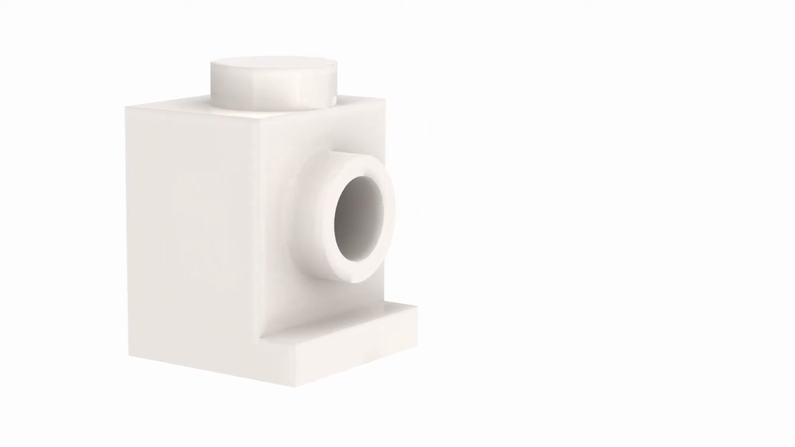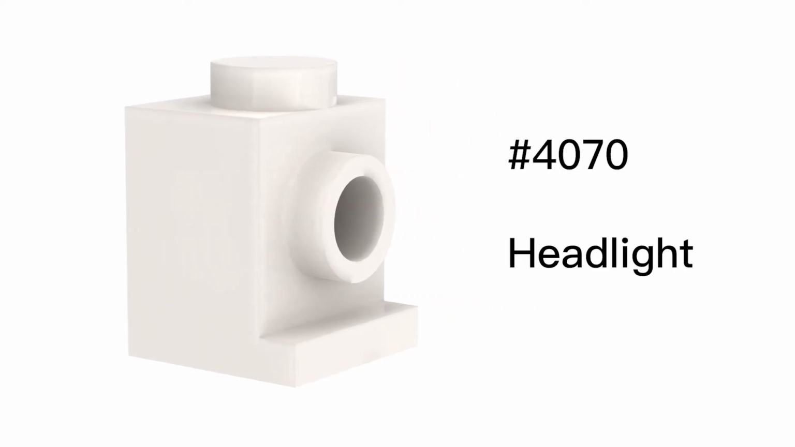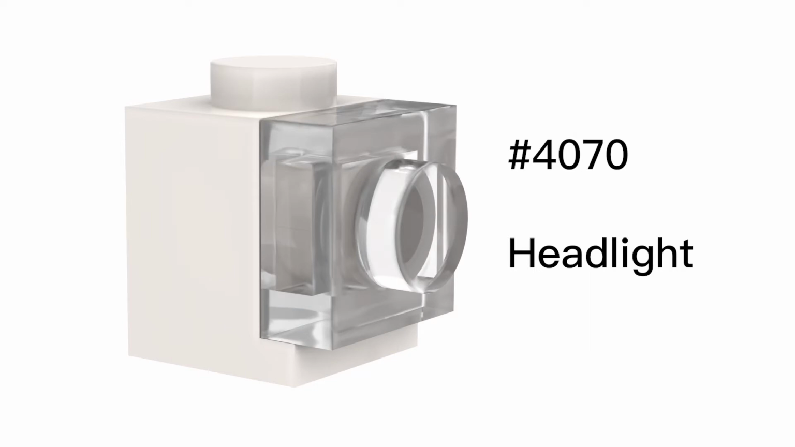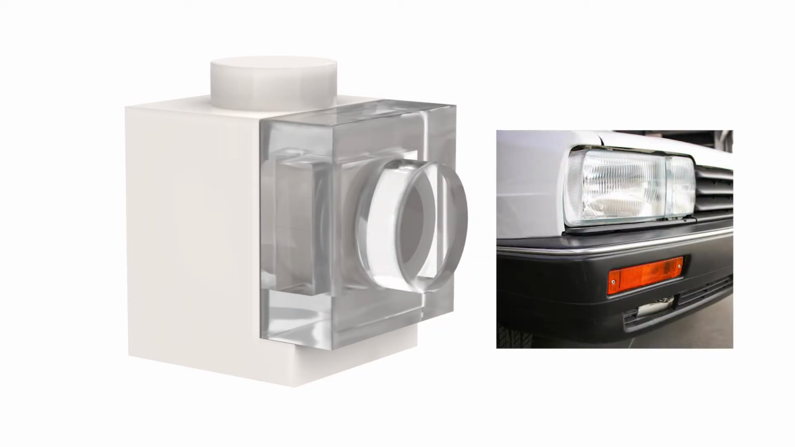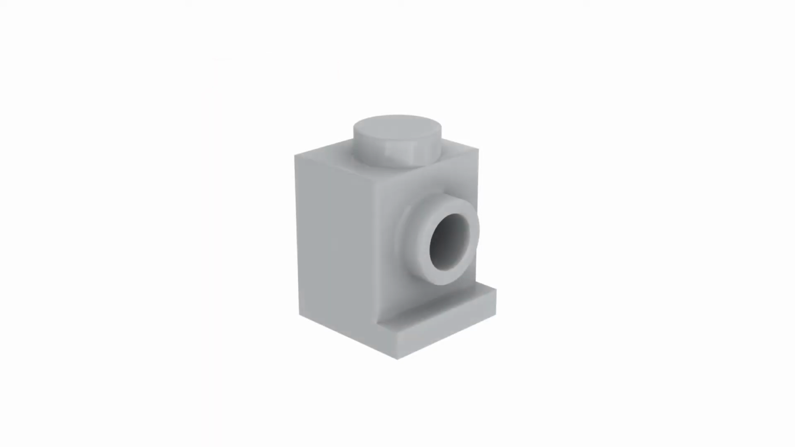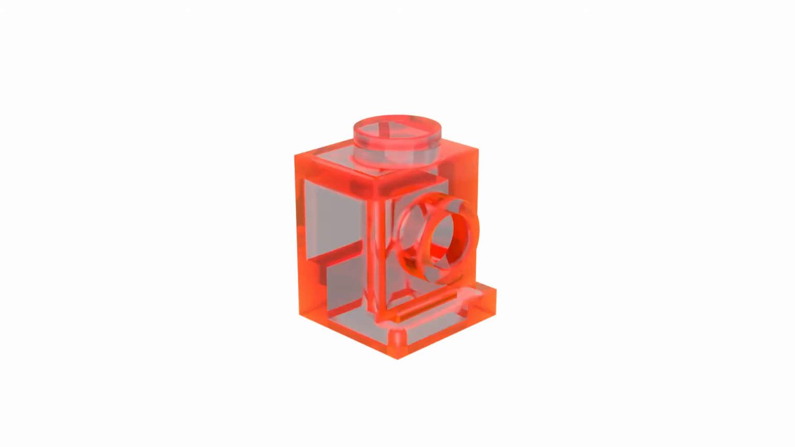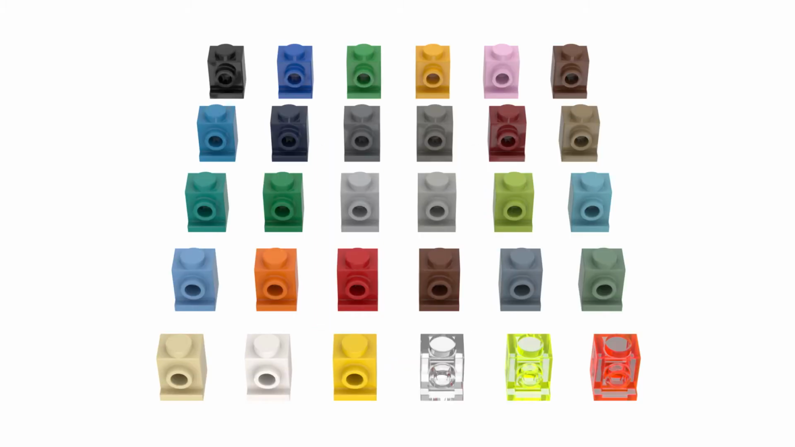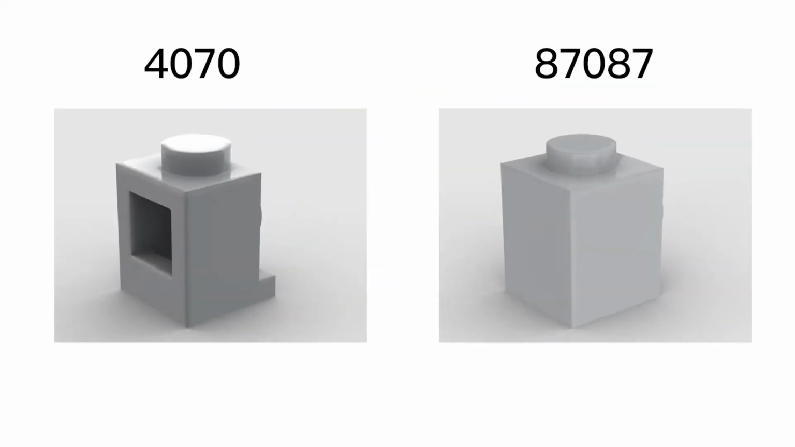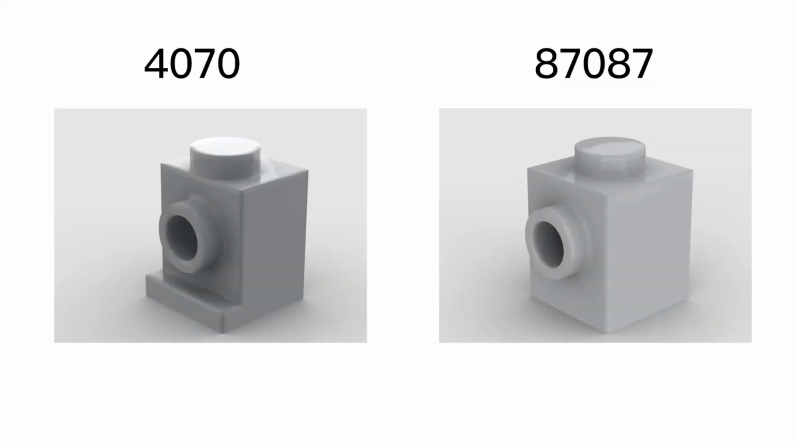Launched in 1980, Part 4070 is named Headlight. With the transparent plate, it can vividly simulate the square car headlight of the 80s. As of June 2021, this part has launched a total of 30 colors, appearing in more than 2,100 LEGO sets. There is also a similar part, 87087, which was not released until 2009.